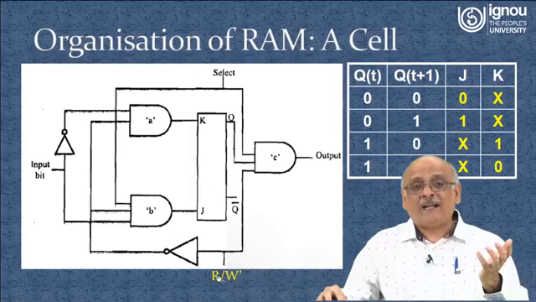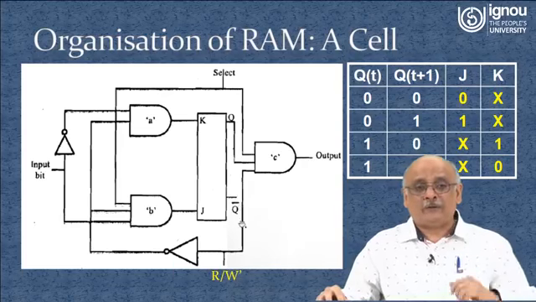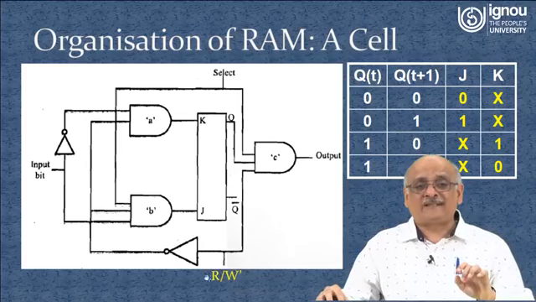Okay, so first we start with the read. Now what you see here is R and W dash. That means if this input is 1, the operation out of this particular memory cell will be a read operation, and if the input is 0, then you will be writing into this particular JK flip-flop. Now how do we do that? So first start with the read, which is simpler.